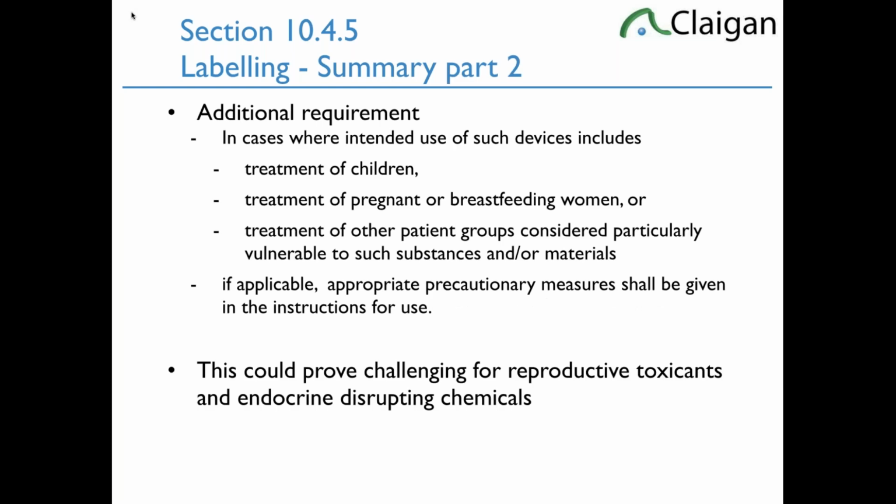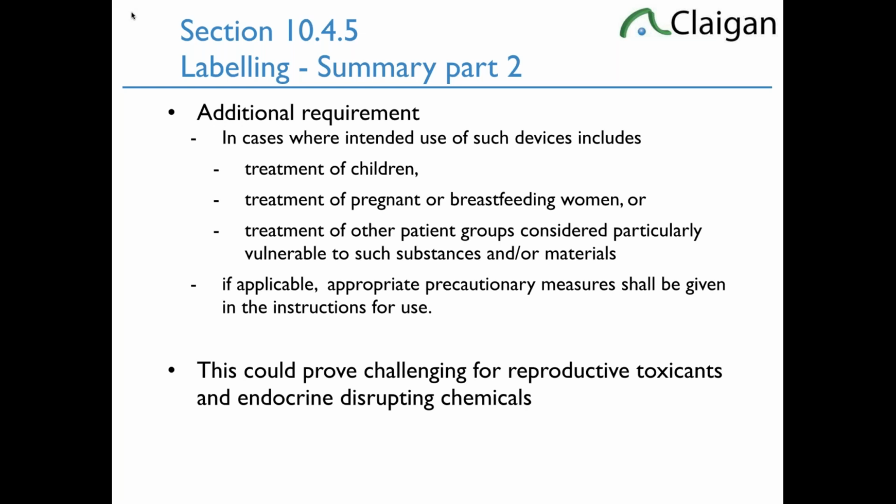You also have to provide additional requirements if it's intended to be used for children or pregnant or breastfeeding women or other vulnerable groups. The funny thing is, with most phthalates, the vulnerable group is adult males, which is not usually vulnerable for most things. You have to put precautionary measures in the instructions for use, if applicable. This can be really exciting for endocrine disrupting chemicals and reproductive toxins, because the instructions pretty well say don't use it. So that's going to be exciting.